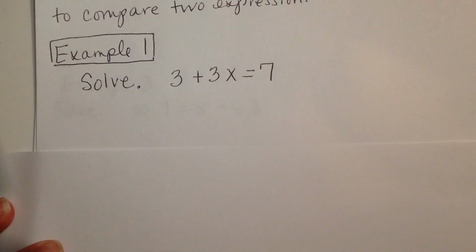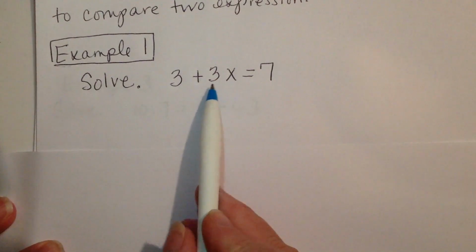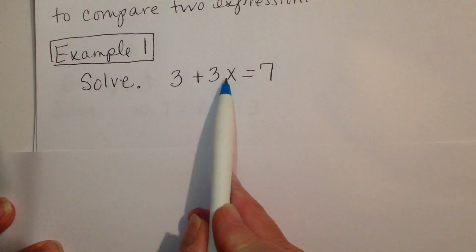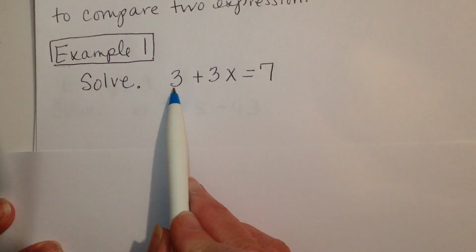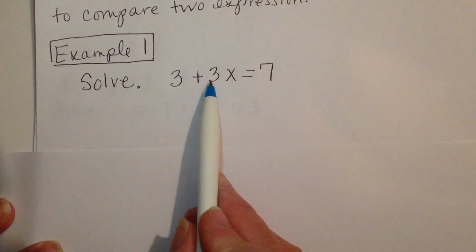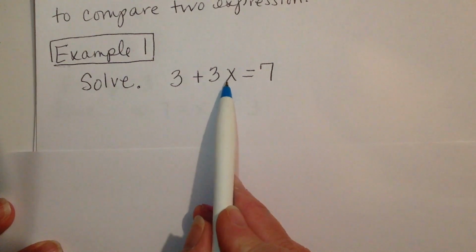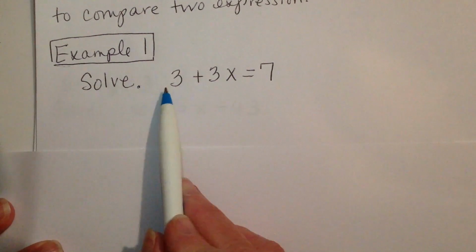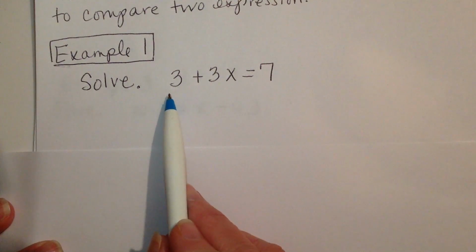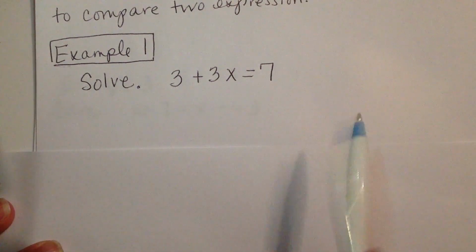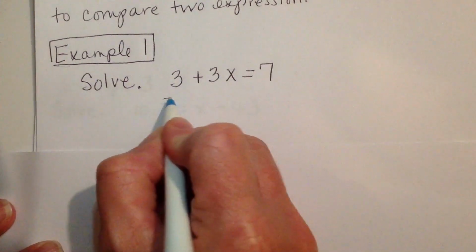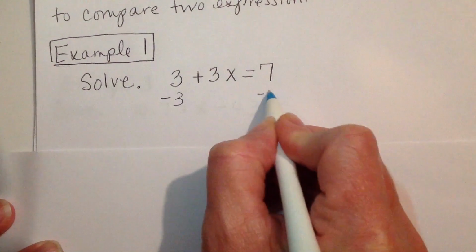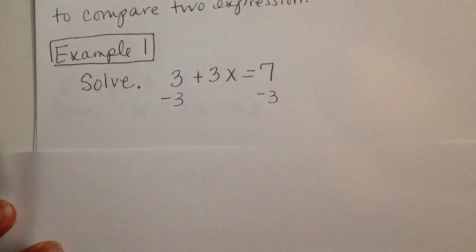When I look at this equation, I have the term positive 3x. 3 is a constant. 3 is being added to 3x. To undo addition, we must subtract 3. What you do to one side of the equation, you must do to the other side of the equation. So what I must do first is subtract 3 from both sides of your equation.